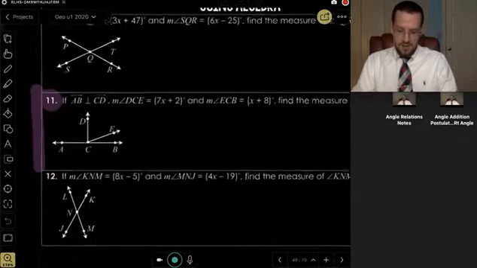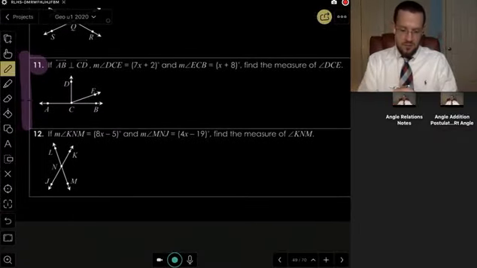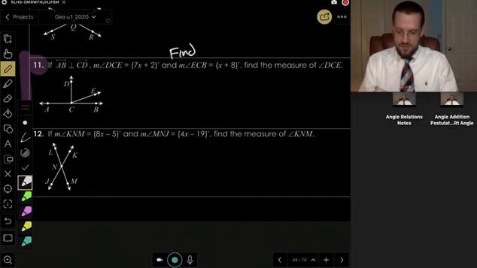Here we've got both. We want to find DCE. So I'm just going to write this over here: find the measure of angle DCE.